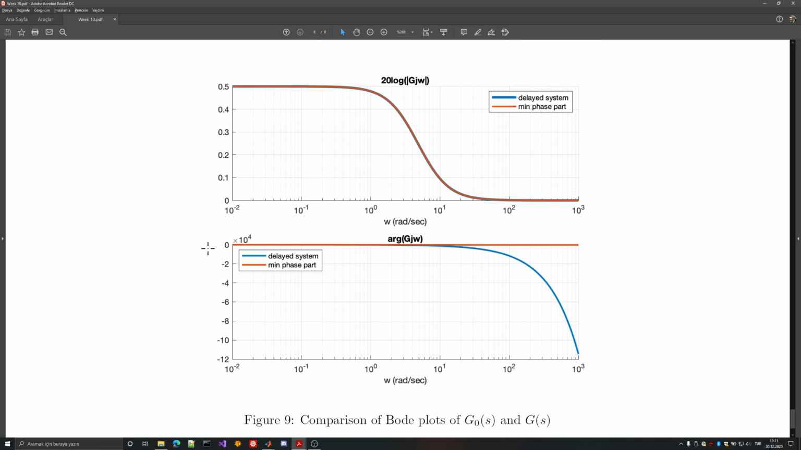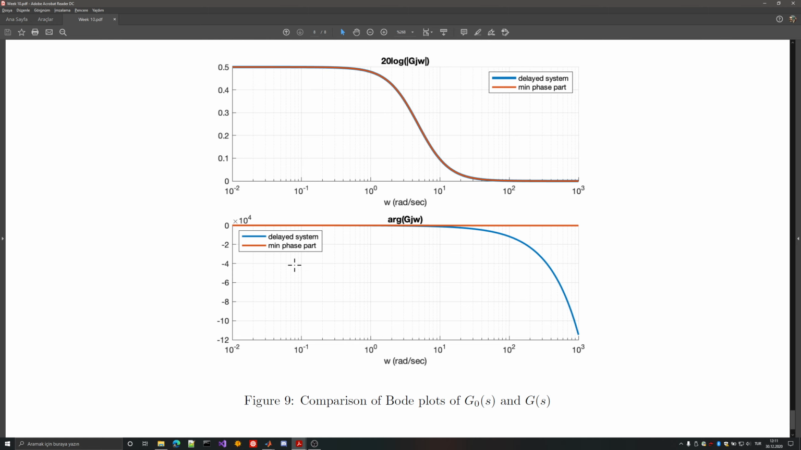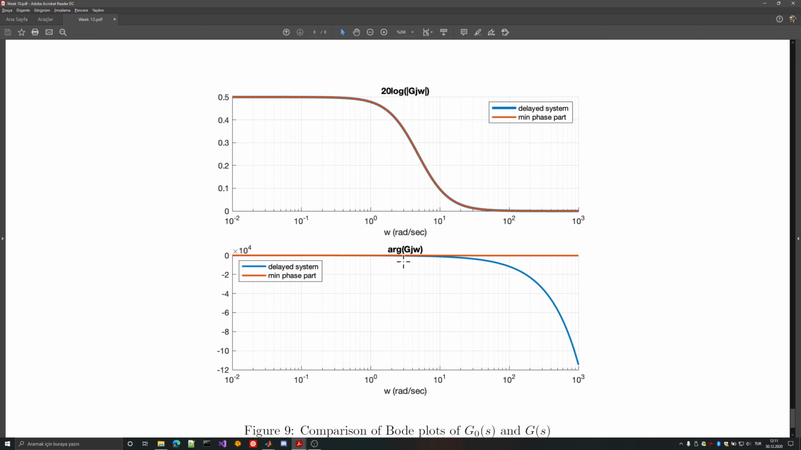The only contribution here is the angle, and it makes sense because e to the power of minus tau s, if you plug in s equals j omega, immediately becomes the phase angle. There's not even an inverse tangent necessary. You have just tau omega as the angle contribution of the delay term.